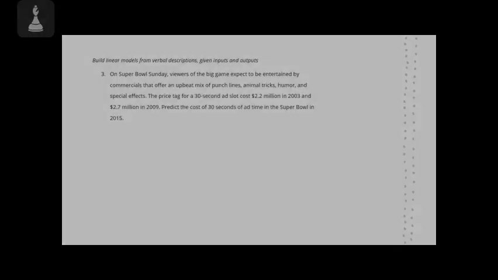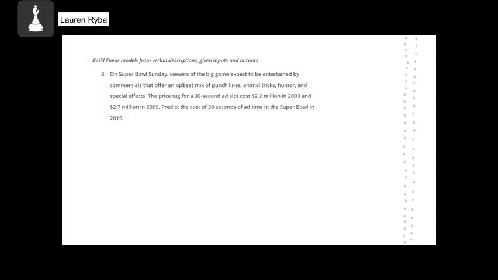On Super Bowl Sunday, viewers of the big game expect to be entertained by commercials that offer an upbeat mix of punchlines, animal tricks, humor, and special events. The price tag for a 30-second ad slot cost $2.2 million in 2003 and $2.7 million in 2009. Predict the cost of a 30-second ad in Super Bowl 2015. So we start at $2.2 million in 2003. We go up to $2.7 million in 2009.